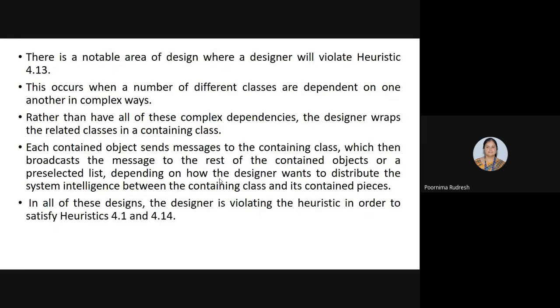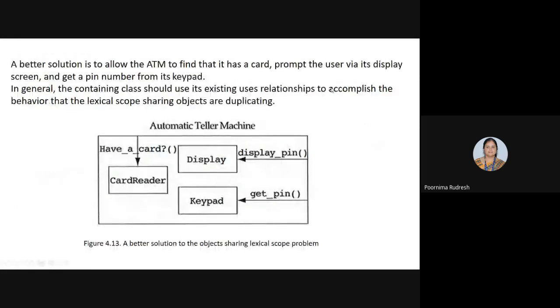Rather than all of these complex dependencies, the designer wraps the related classes in a containing class. So here each contained object sends a message to the containing class, which then broadcasts the message to the rest of the contained classes. See here, if the automatic teller machine is a containing class, it consists of three contained objects: card reader, keypad, and display. In this design, what happens? The card reader knows who contains it, so it violates heuristic 4.13, right?